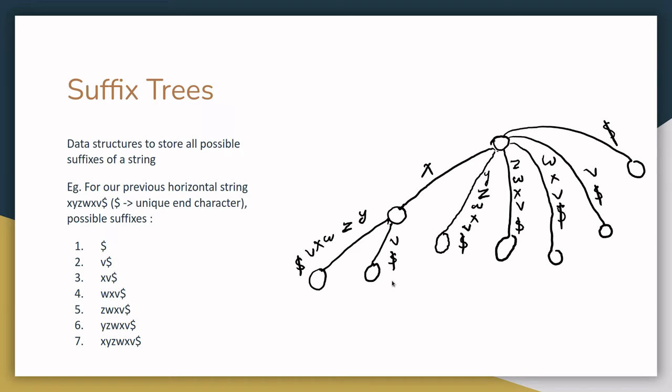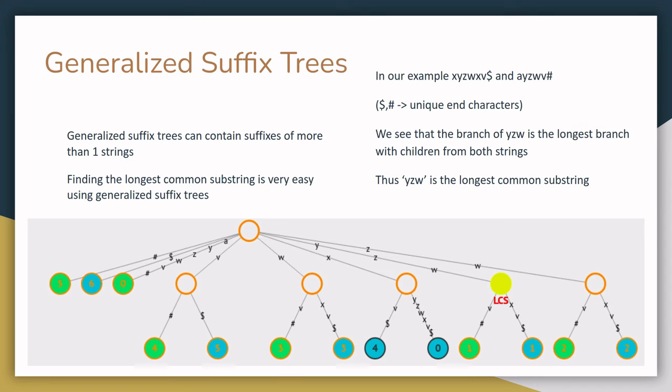So how does this help us to find the longest common substring? For that, we need to understand another concept, which is the generalized suffix tree. A generalized suffix tree contains suffixes of more than one string. A normal suffix tree is just for a single string, whereas a generalized suffix tree is for multiple strings. So once we have a generalized suffix tree of two strings, finding the longest common substring is extremely easy.